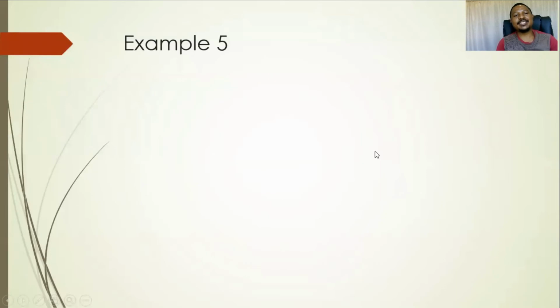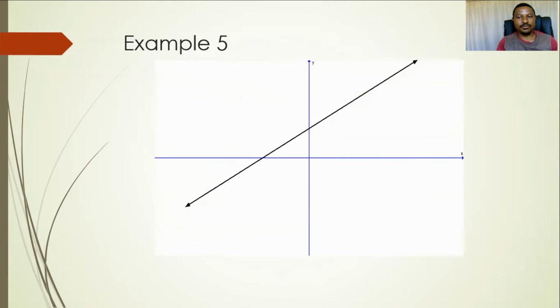Okay, now let's look at example number 5 and see what challenges it will present us with. Again, we still have to determine the domain and the range. If you look at number 5 now, it is a graph, and it's a graph of a straight line. Remember, the domain are all x values for which the function is defined, and the range are all y values for which the function is defined.